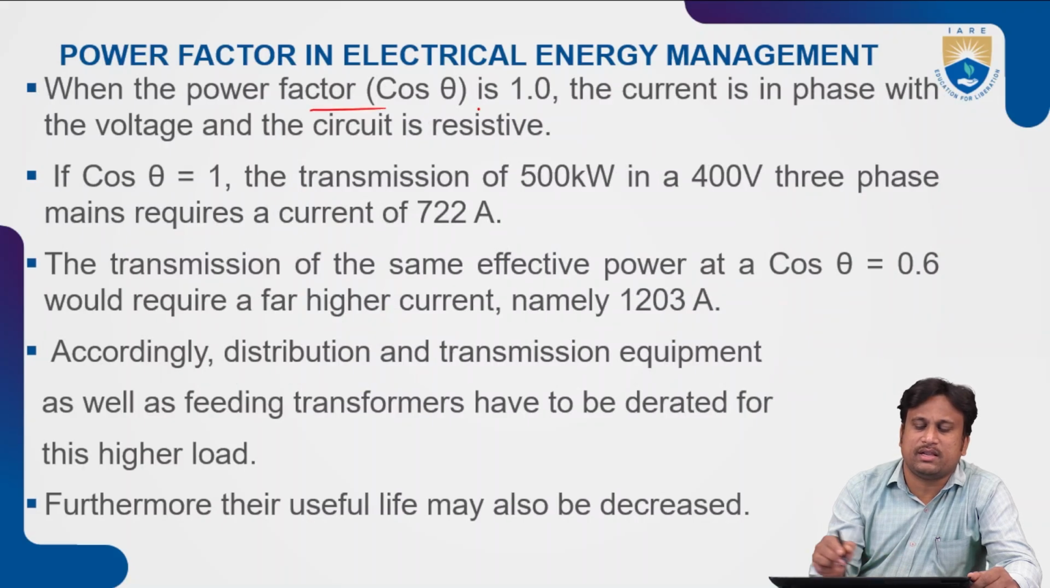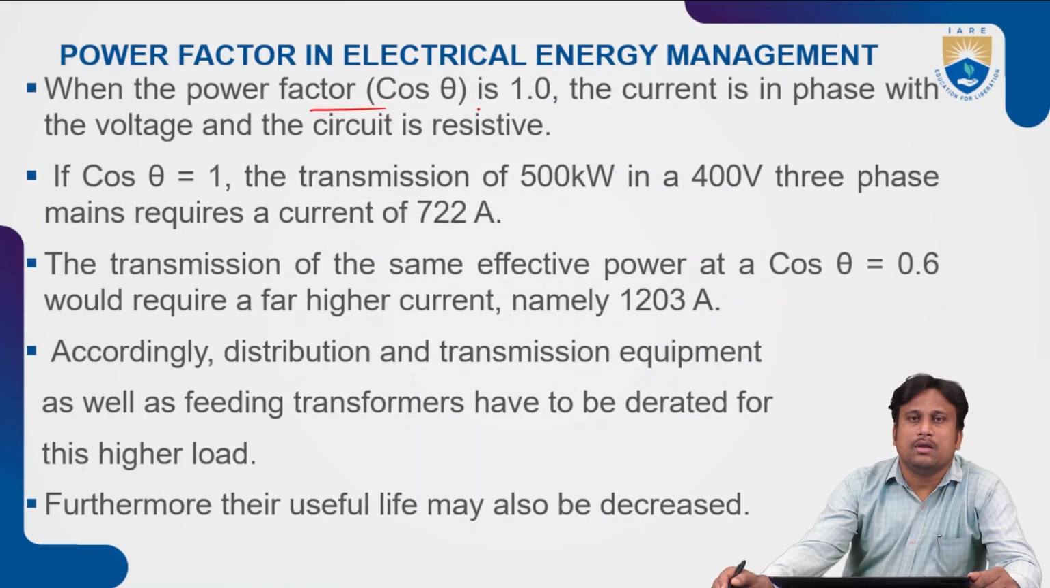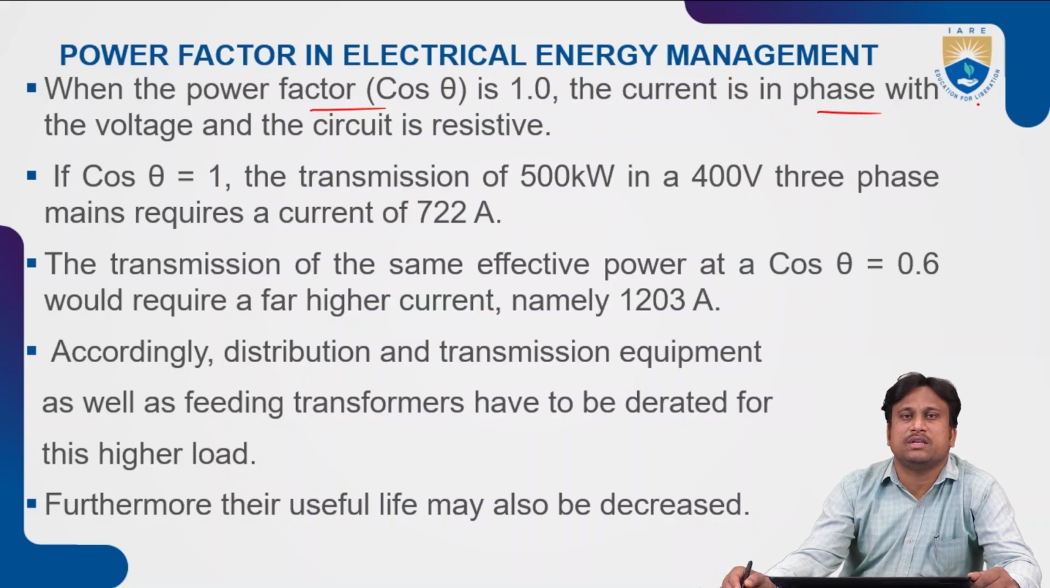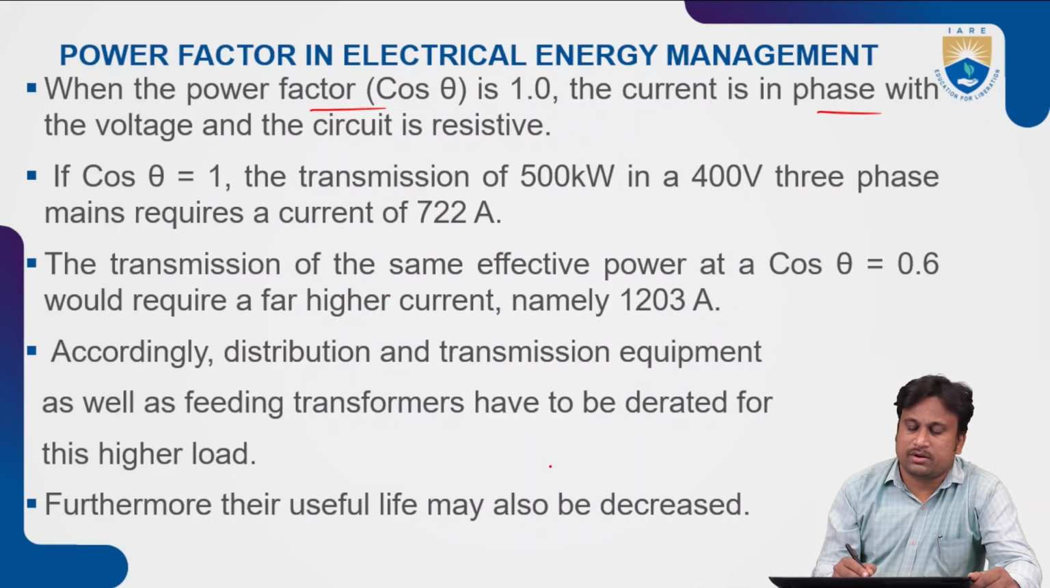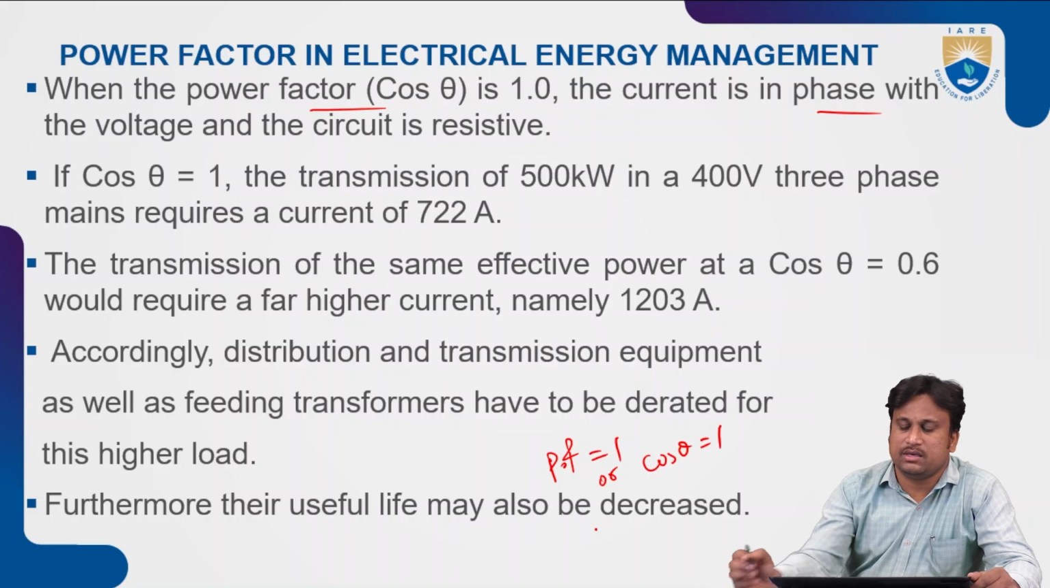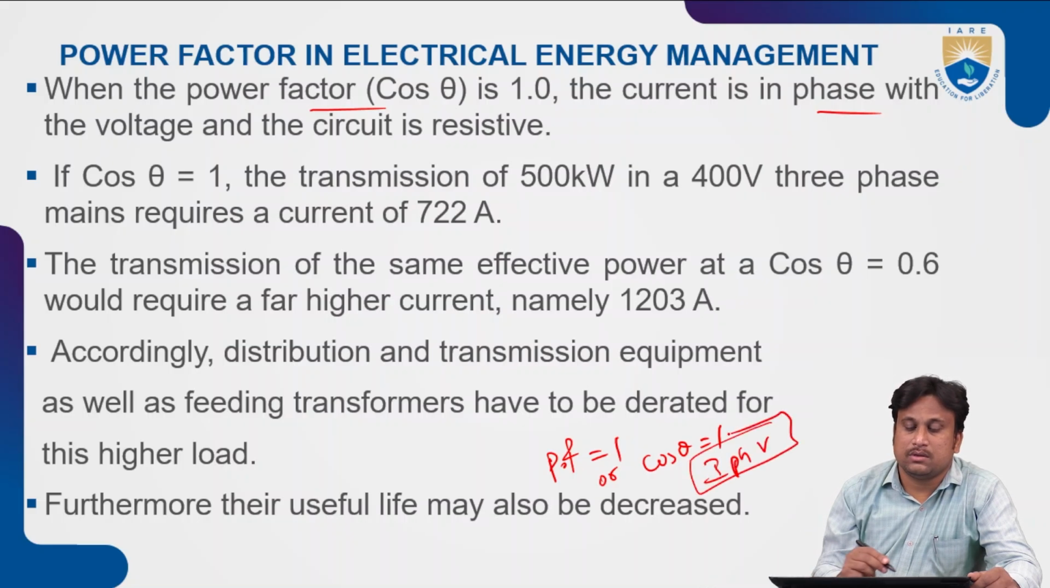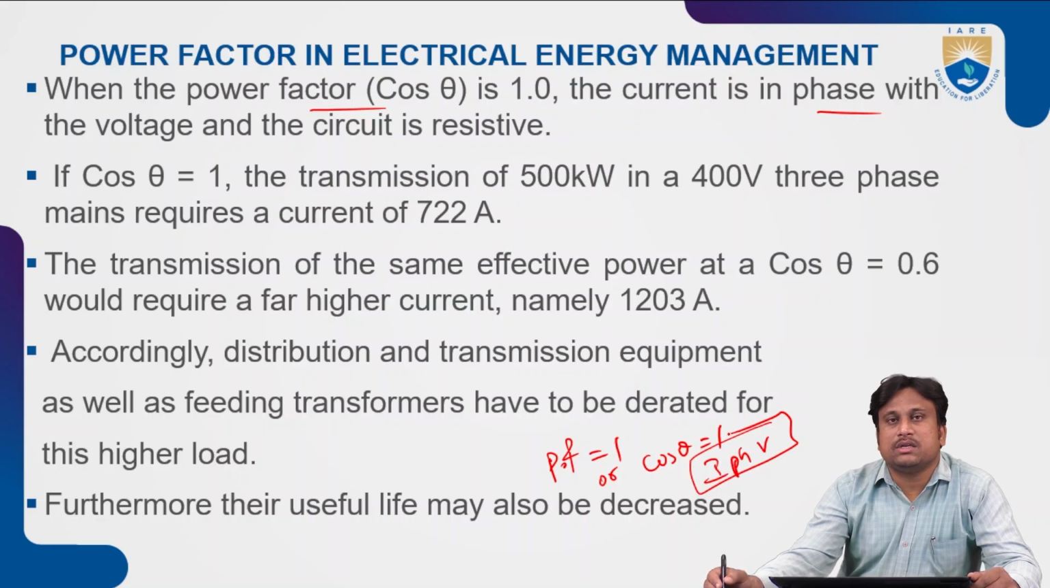When the power factor is 1, that means cos theta or phi is 1, so the current is in phase with the voltage and the circuit is resistive in nature. Here, when you are treating power factor as 1, or cos theta equals 1, the current I is in phase with the voltage, so the circuit is resistive in nature.